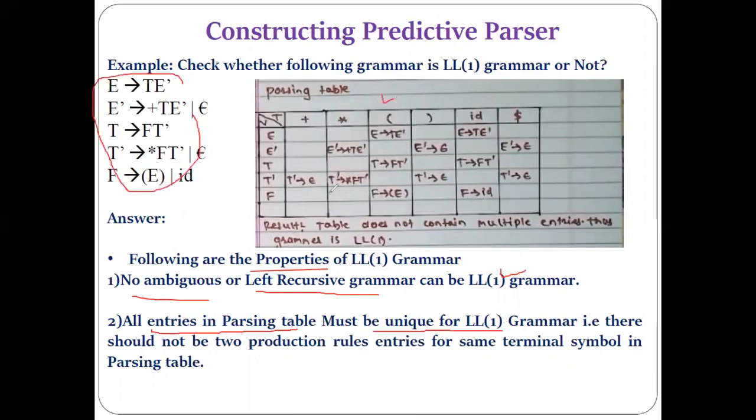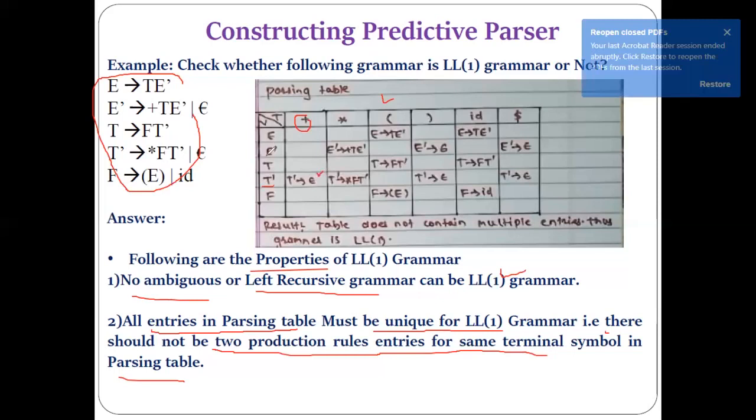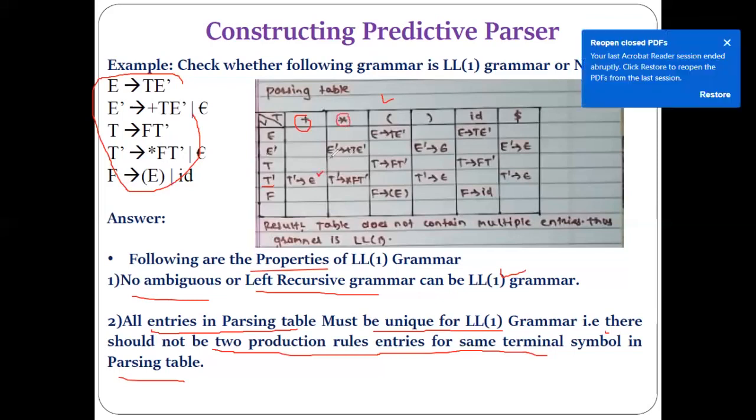What is the meaning of that? Here I have mentioned there should not be two production rule entries for the same terminal symbol in the parsing table. For this plus, in the case of the non-terminal symbol T dash, only one entry is there. For E dash, for the terminal symbol star, only one entry is there. Now, if for E dash, to derive the symbol star, there is one more entry in this particular column, then what is the meaning of one more entry for the same terminal symbol in this column?